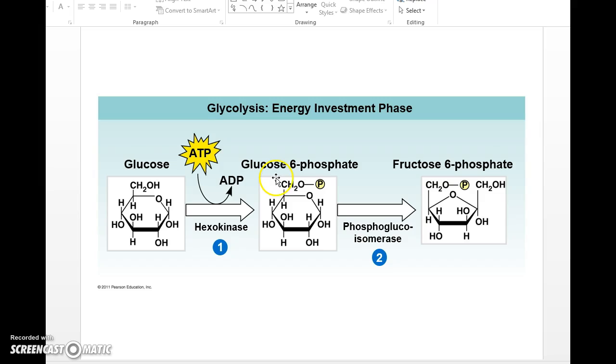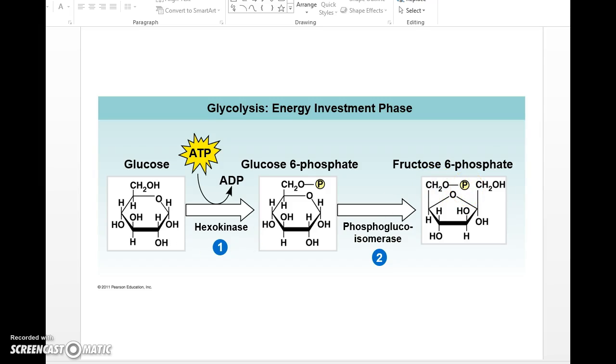Then the next step is the conversion of glucose into fructose. Glucose and fructose are isomers. So you just convert glucose to fructose. And the enzyme involved in this process is phosphoglucoisomerase. And you have fructose 6-phosphate. Again, it's 1, 2, 3, 4, 5, 6. It's still on the 6th carbon. So you have fructose 6-phosphate.